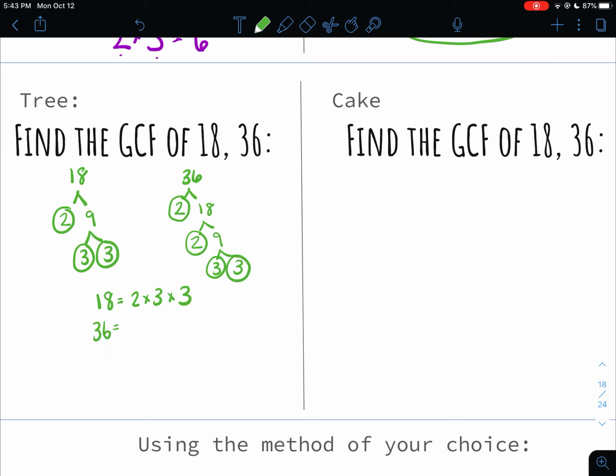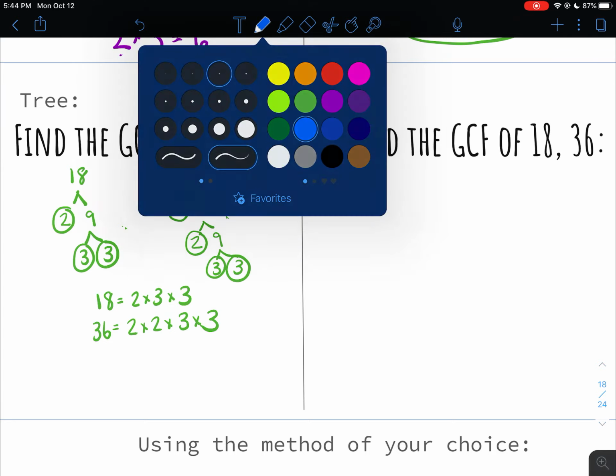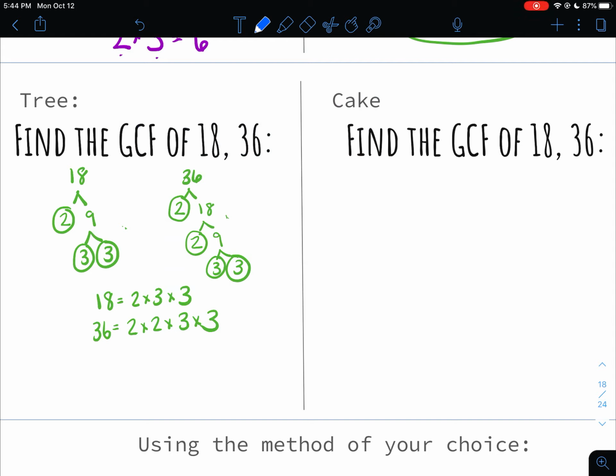Okay, so 36 equals 2 times 2 times 3 times 3. So I found the prime factorization of each and wrote them down. Notice they're stacked. It's much easier to find what's in common when they're stacked. So now you go and circle what they have in common.